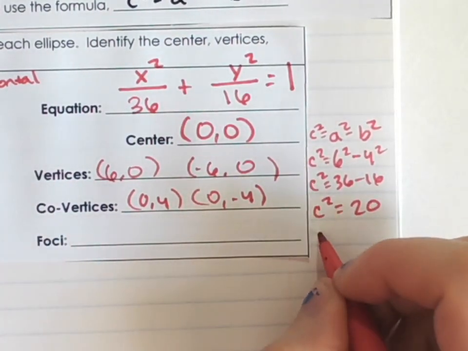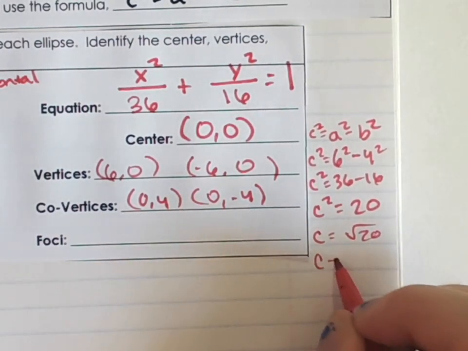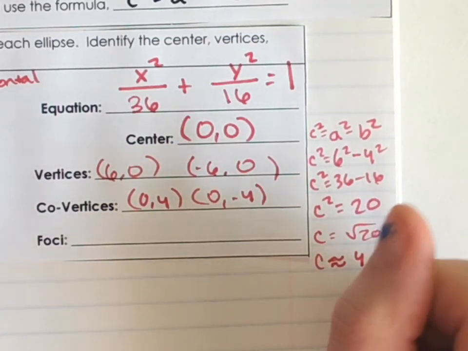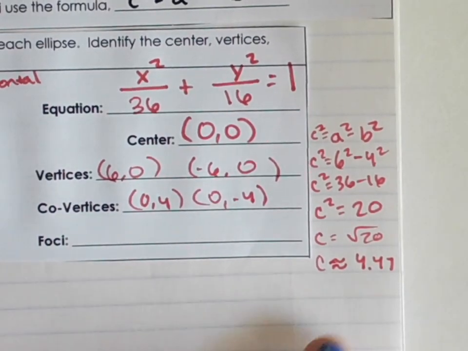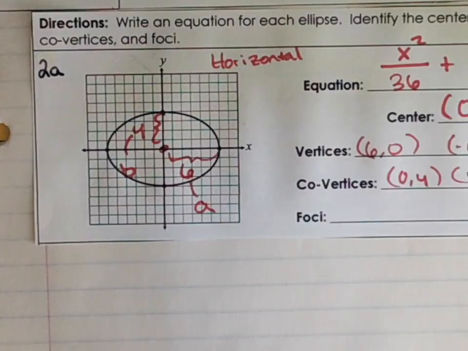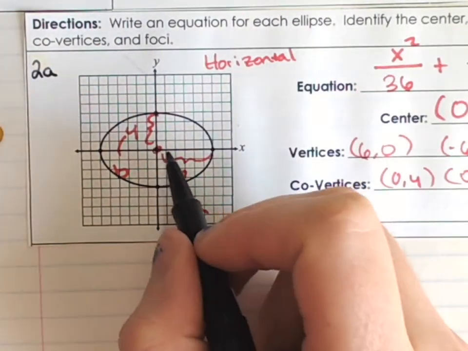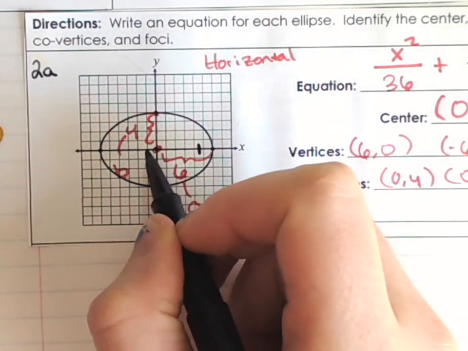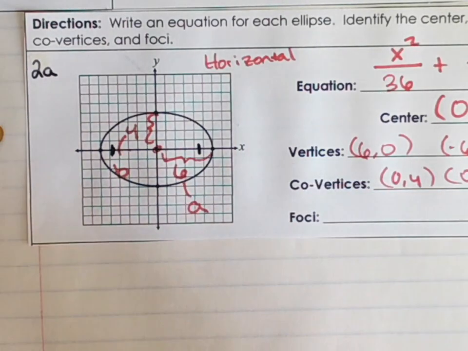So we've got the square root of 20. If we type that into a calculator, we get c equals about 4.47. So that is the distance on the major axes away from the center. So I'm just going to count out 4.47. 1, 2, 3, 4-ish right there. 1, 2, 3, 4, kind of right there.